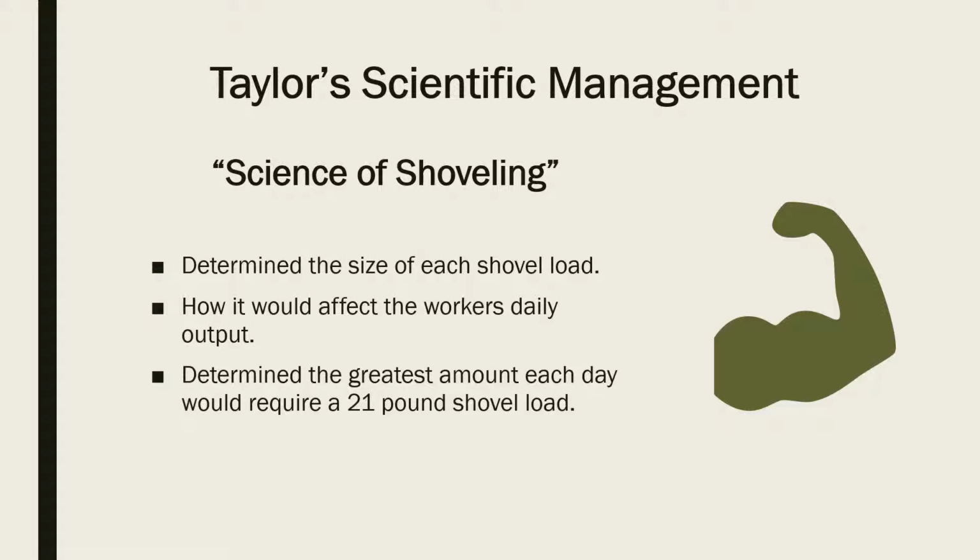Taylor's scientific approach can be seen in the experiment which he developed. The experiment is called the science of shoveling. This is where Taylor worked off of the premise that each shovel load of material would affect the daily output of the worker. Taylor was able to determine that an average shovel load of 21 pounds would produce the greatest number of times per day the worker could shovel.